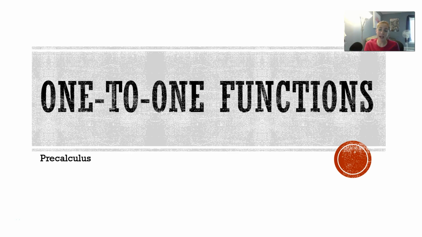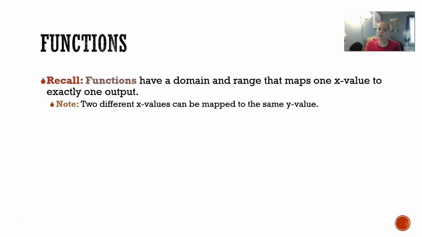This week we're going to start with one-to-one functions. Last week, or the last few weeks, we've been discussing functions and what functions are, putting things into functions, the domain, the range, all that happy jazz. Just as a reminder, functions have a domain and a range, input and output, where each x value, which is your domain, corresponds to exactly one output.